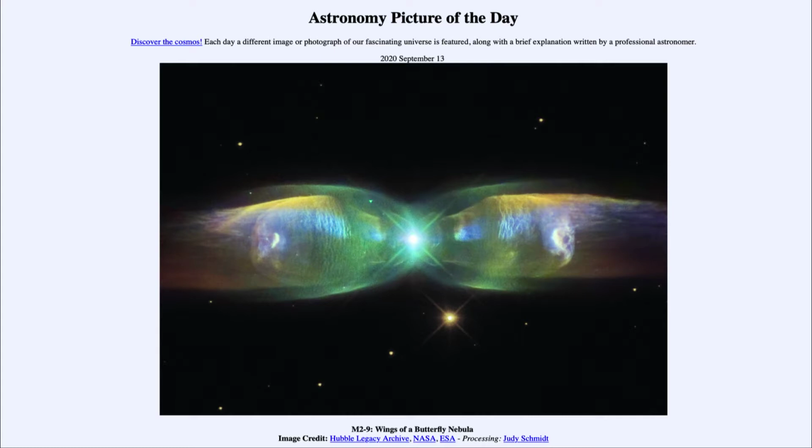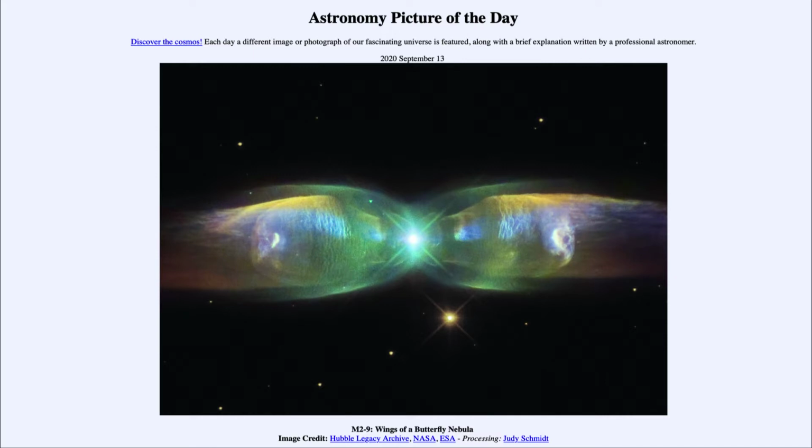One of the things that I like to do in each of my introductory astronomy classes is to begin the class with the astronomy picture of the day from the NASA website, that is apod.nasa.gov/apod. And today's picture for September the 13th of 2020, well, it is titled M2-9, the wings of a butterfly nebula. So what do we see here?